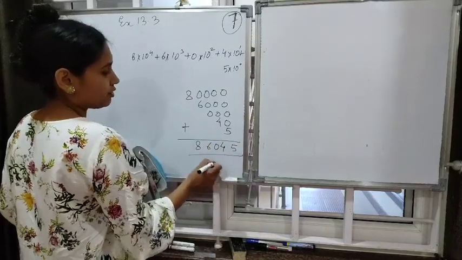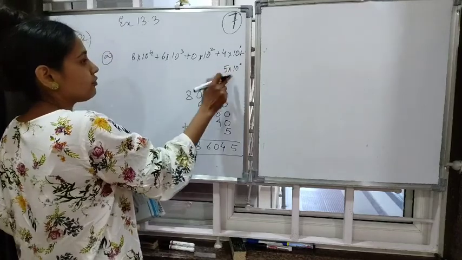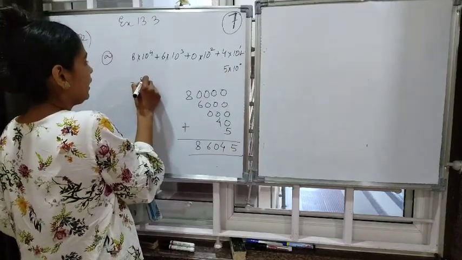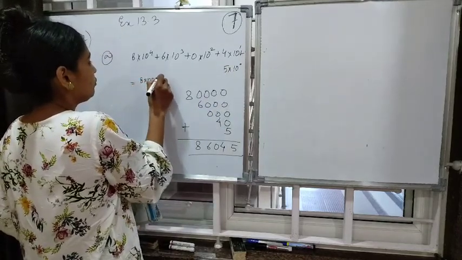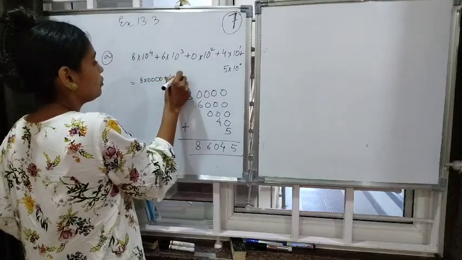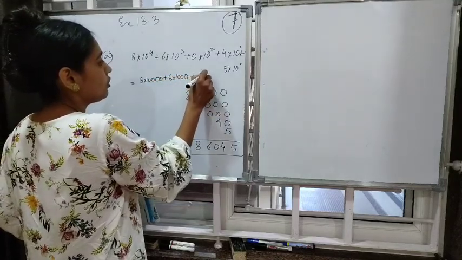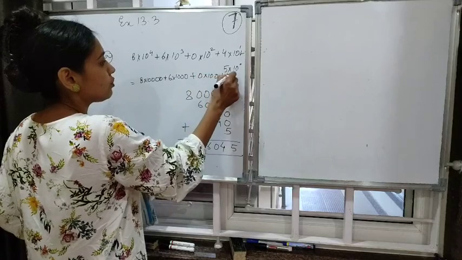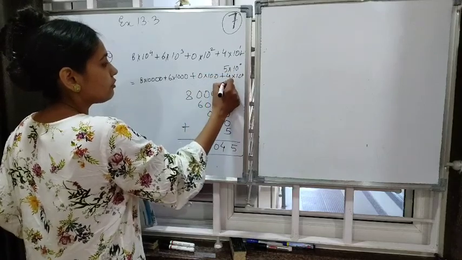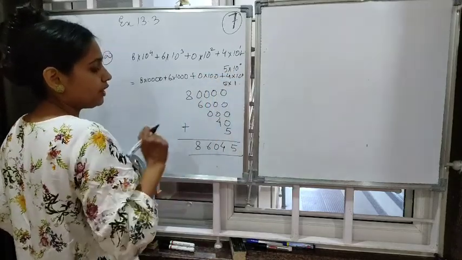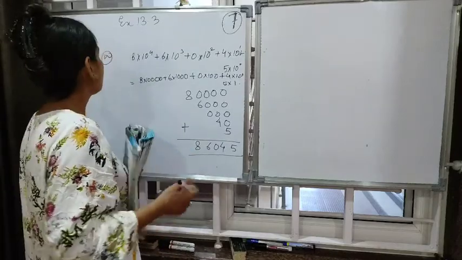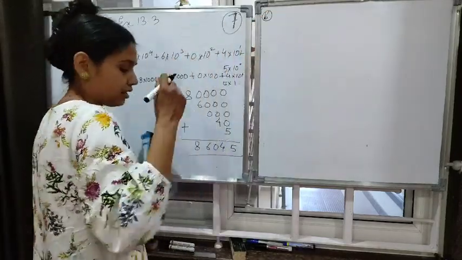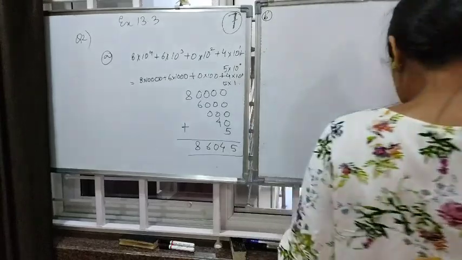This is the number, children. So this is how we have to do. Before this, if you want, you can write one more line. 8 into 4 zeros, 6 into 3 zeros, 0 into 2 zeros, 4 into 1 zero and 5 into 1. And then simply you can add. Okay. So this is the A part. Then we start with the B part.